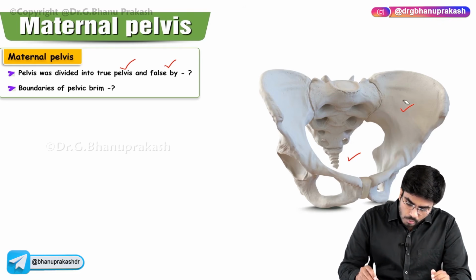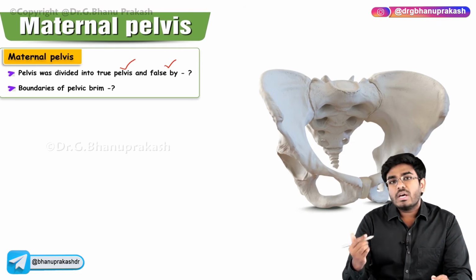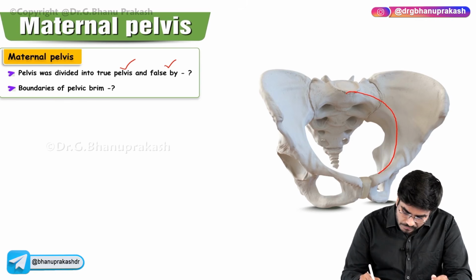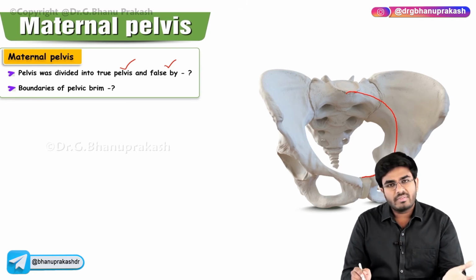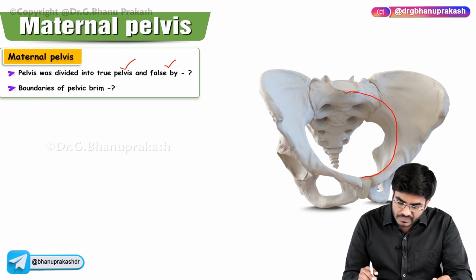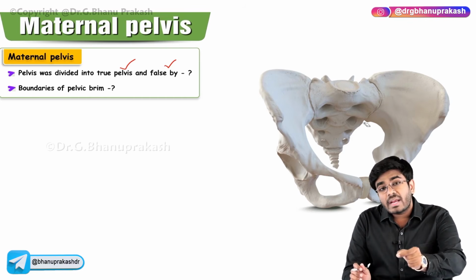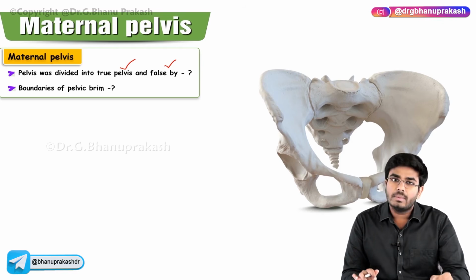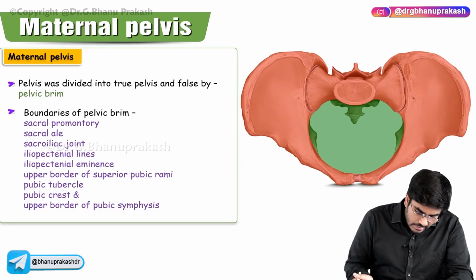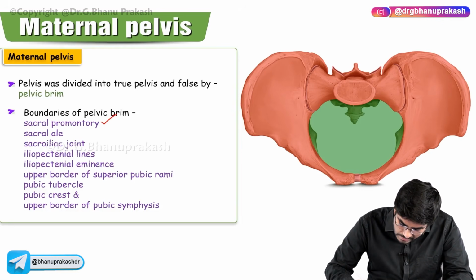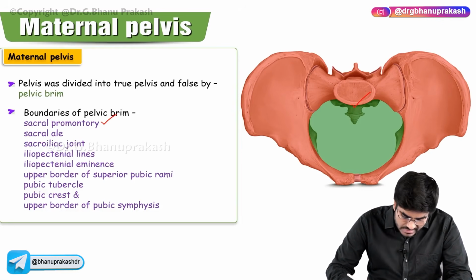Now, what are the boundaries of the pelvic brim? If you ask me what those boundaries are, we have to start from here and go along like this, and we have to end here. Why? Because the same will be on the other side, vice versa. So what are the points which form the pelvic brim? Guys, please concentrate. We have to start with the sacral promontory, here posteriorly.